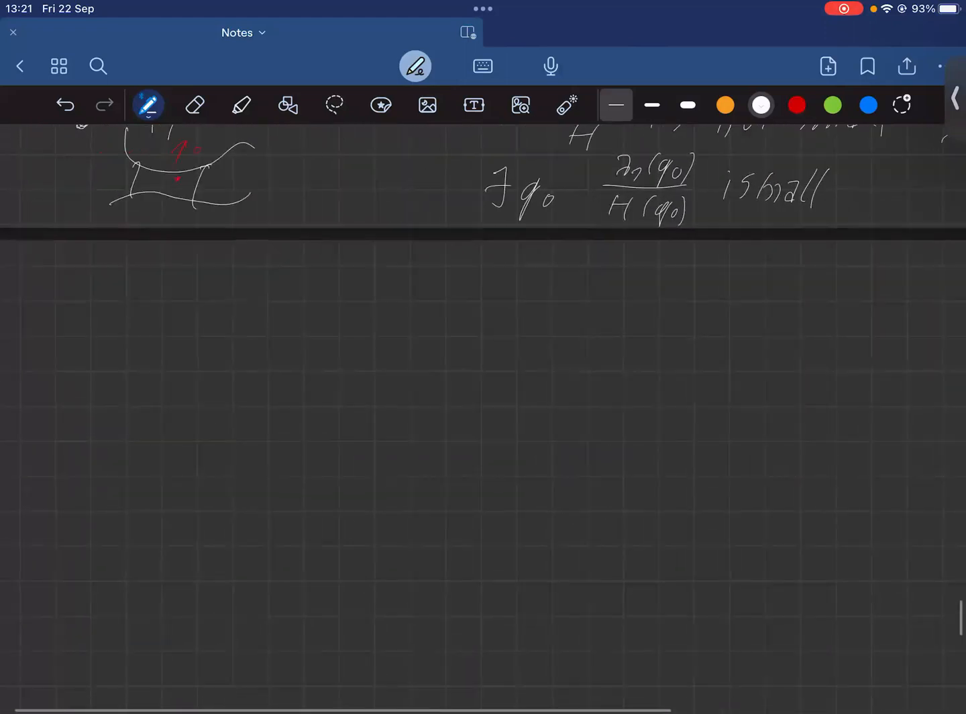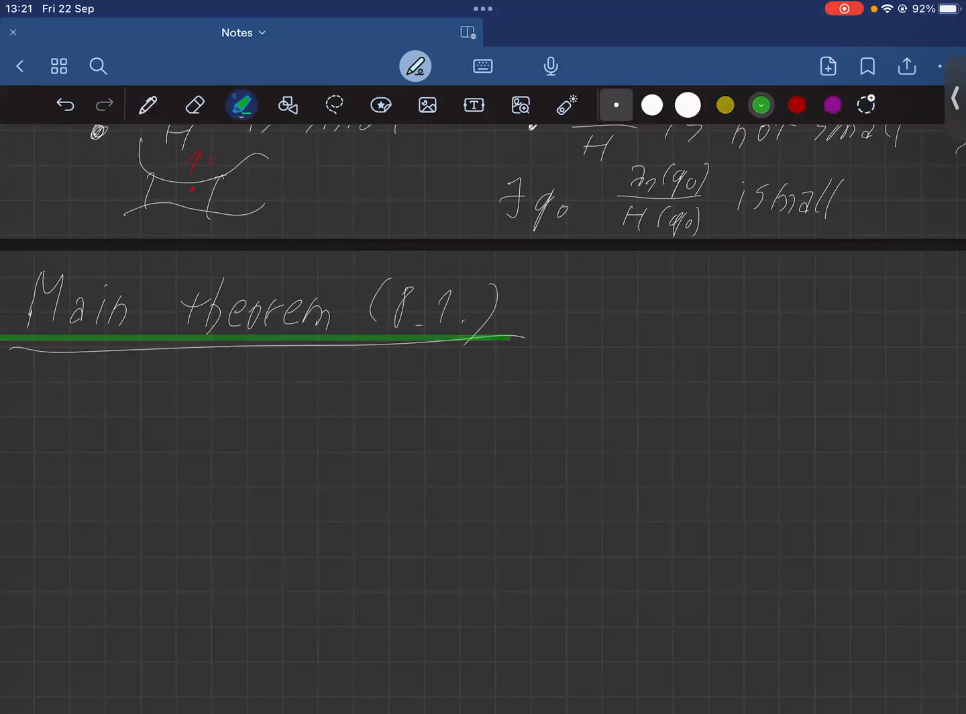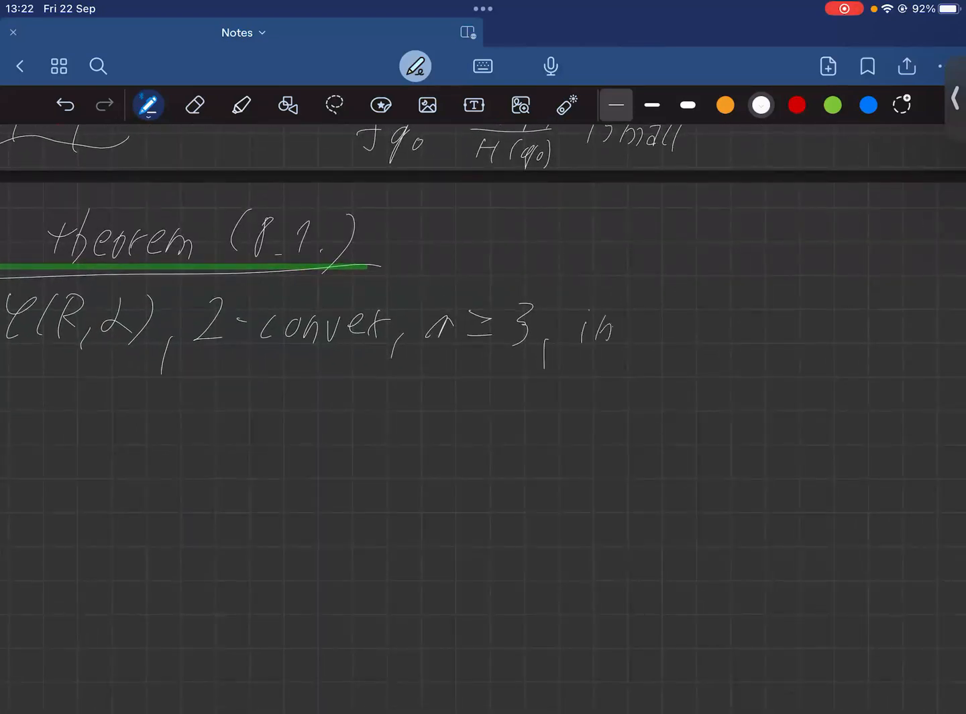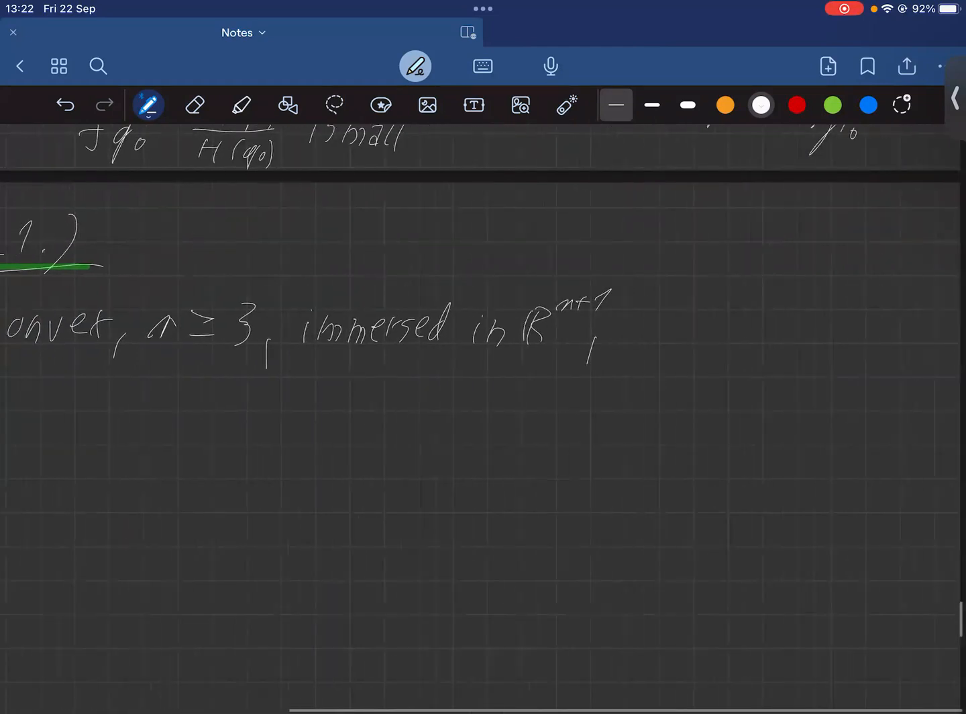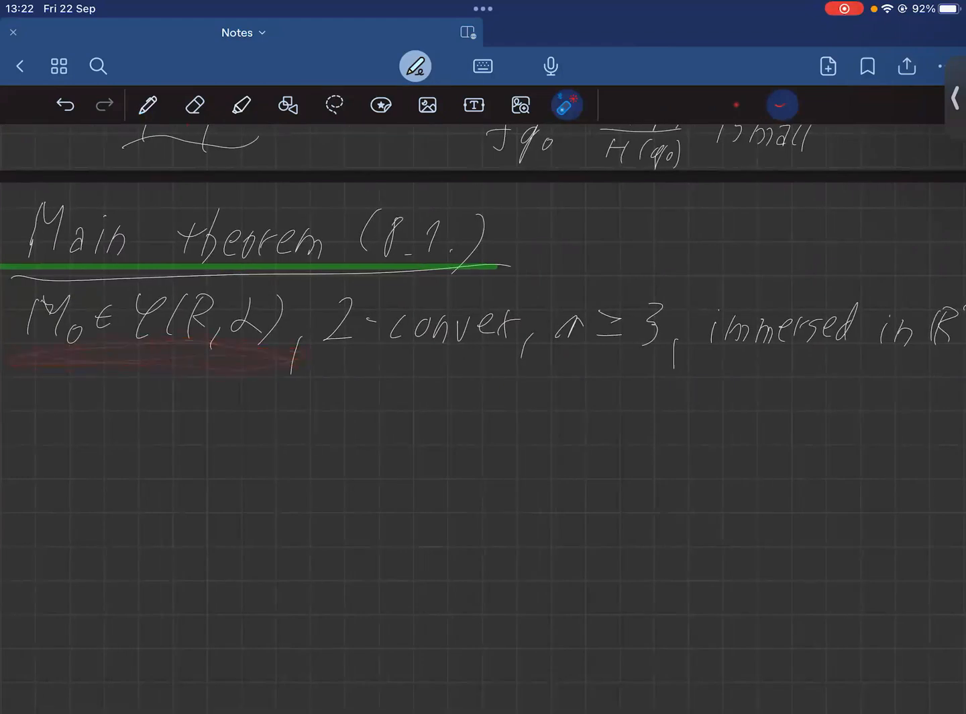Okay, so now I'm going to state the main theorem. If you're wondering, it's 8.1 in the paper. Okay, so assumptions as usual. We are given M0 in our class, CR alpha. It's 2-convex, n is greater than or equal to 3, immersed in R^(n+1). And also we have control of the second fundamental form. But as I mentioned before, this condition can be arranged by scaling the R. It basically just says we are choosing an appropriate class for our manifold.